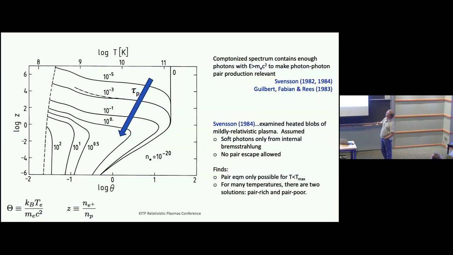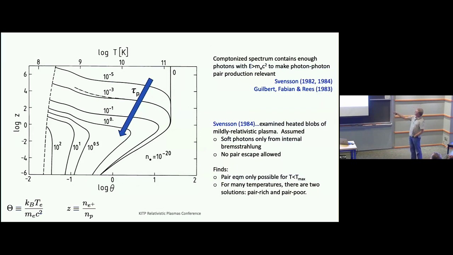And what Svensson found is that in these settings, he looks at a situation where he assumed that you had this blob of plasma, it was heated, and it was cooling by Comptonization. The only soft photons that were seeded in the Comptonization were produced purely internally through Bremsstrahlung. And he didn't allow anything to escape, so the pairs didn't escape. And then he looked at the pair equilibria that resulted from this. And he found these curves.